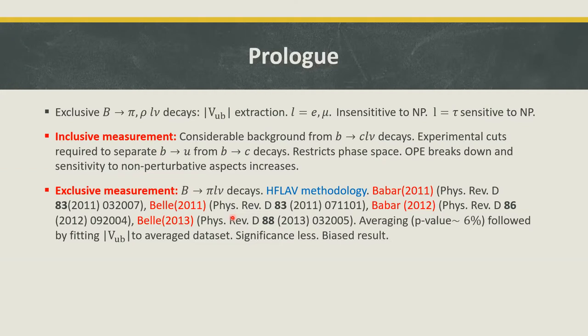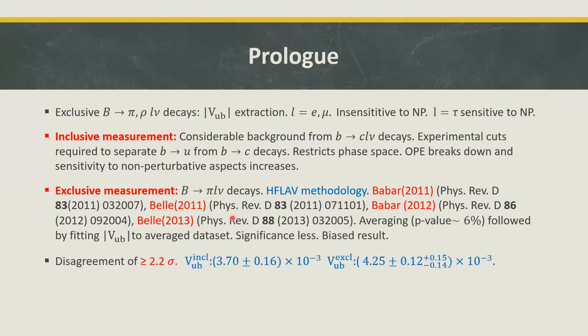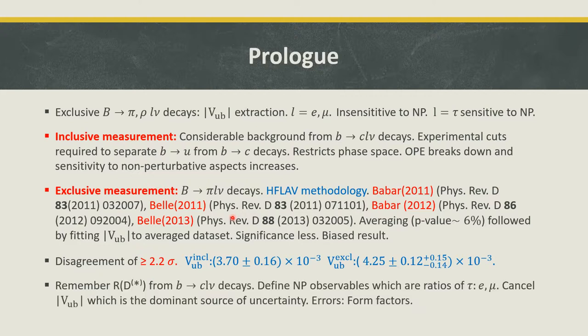Now, the problem is that the p-value of the averaging was not very satisfactory, 6%. And in fact, to cross-check our initial approach, we actually did the averaging, and the p-value that we came to was even lower than that. So our concern was that extracting a value of VUB from such a data set might lead to a biased result. At the point of time when we started this project, there was a discrepancy of about 2.2 sigma between the inclusive and exclusive measurements of VUB.